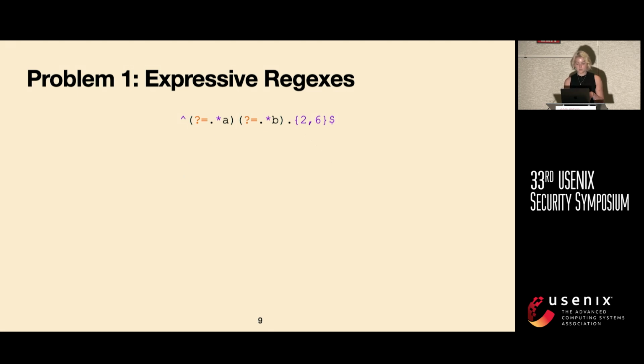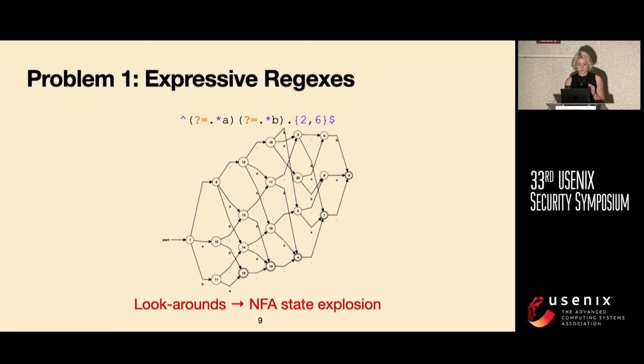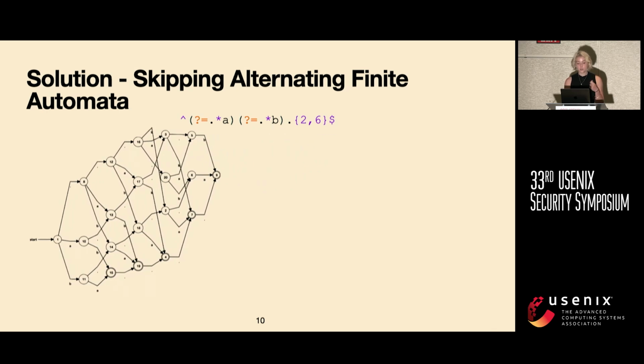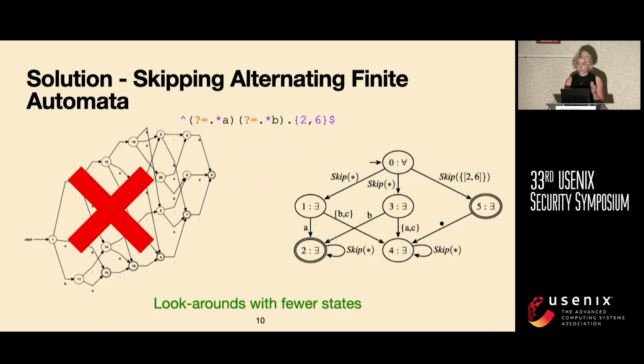The problem is, representing this with a finite automata, specifically an NFA, isn't very good. In particular, look-aheads and their counterpart look-behinds, when represented as a non-deterministic finite automata, have a significant state explosion. Our solution, we introduce a new class of finite automata called skipping alternating finite automatas that allow us to represent look-arounds with significantly fewer states.